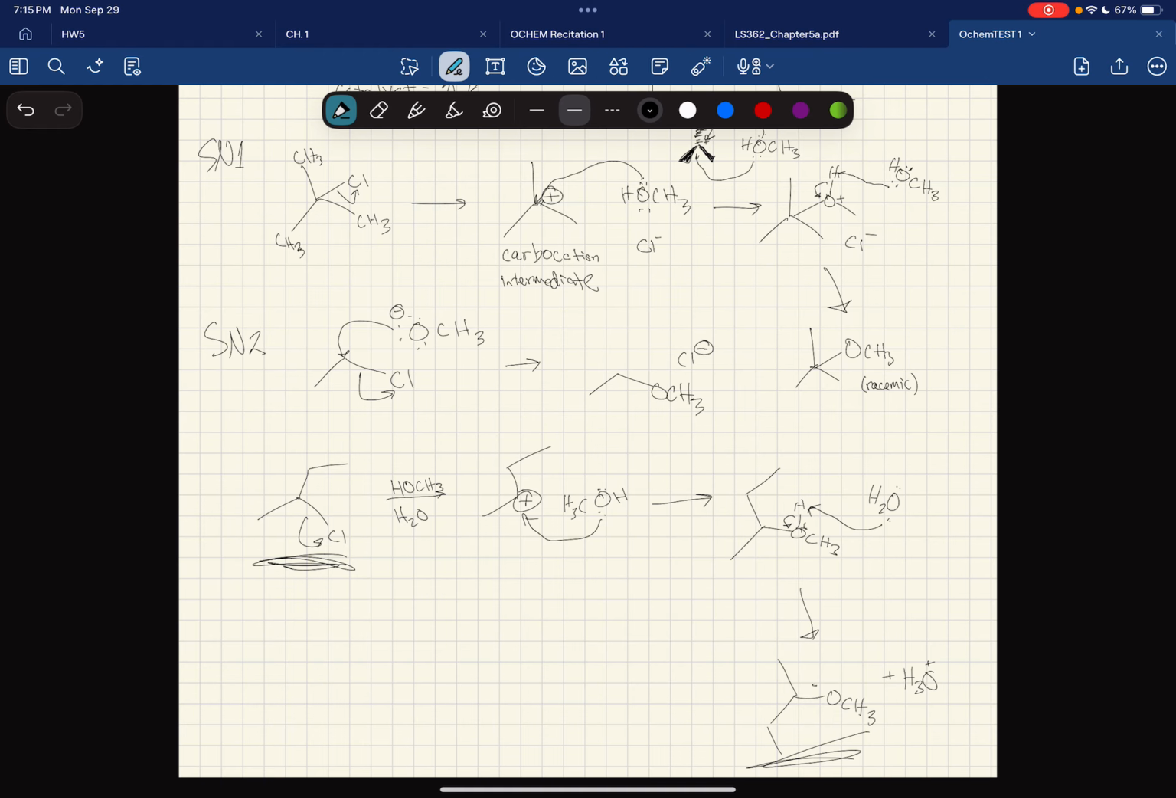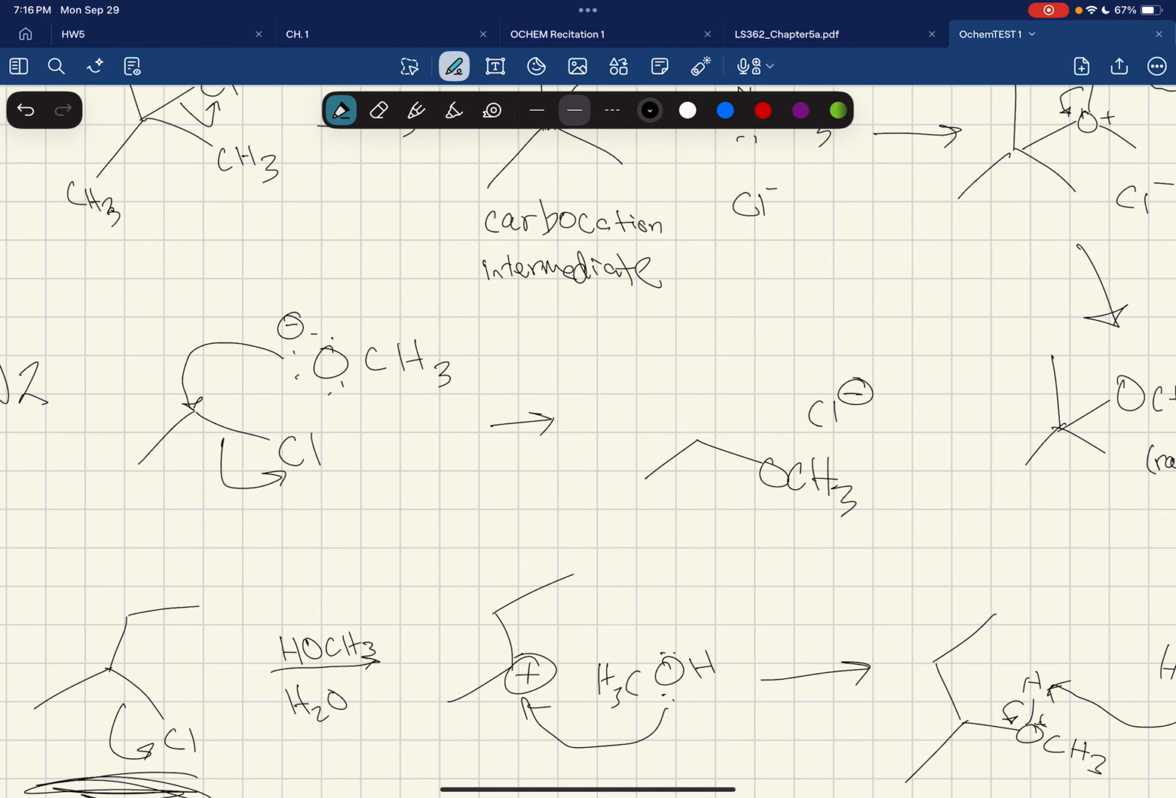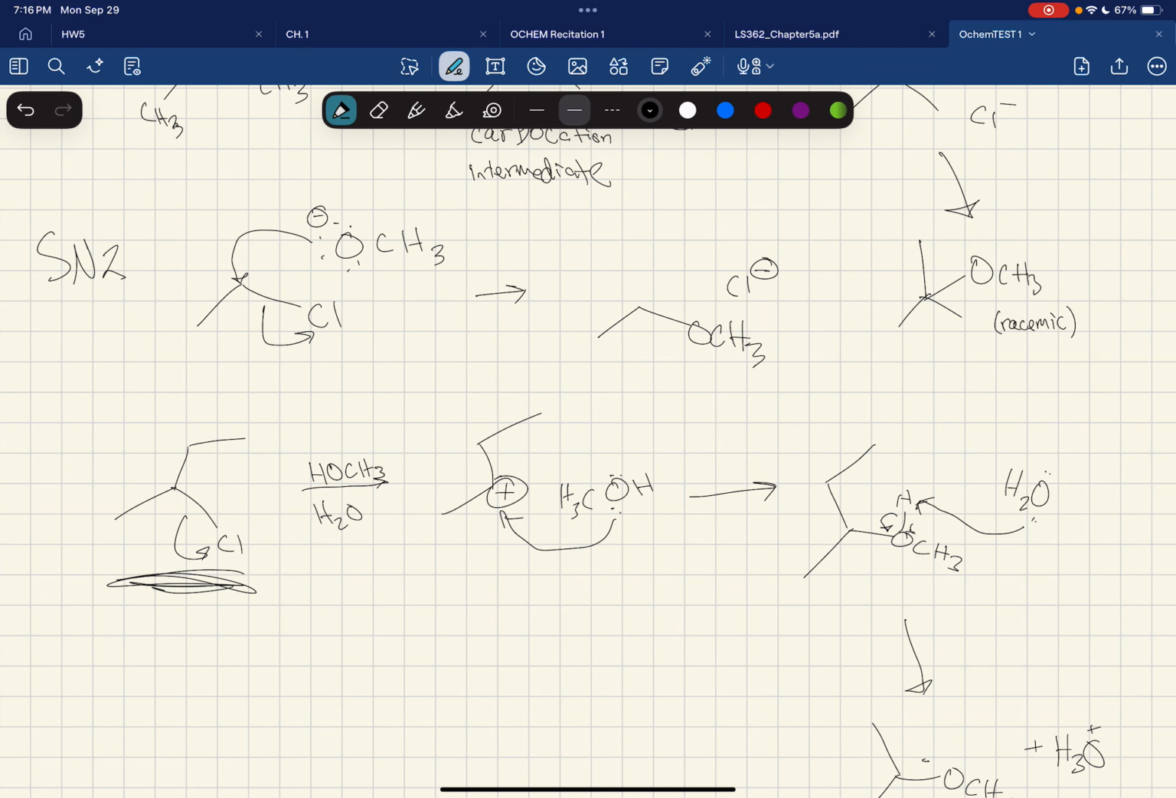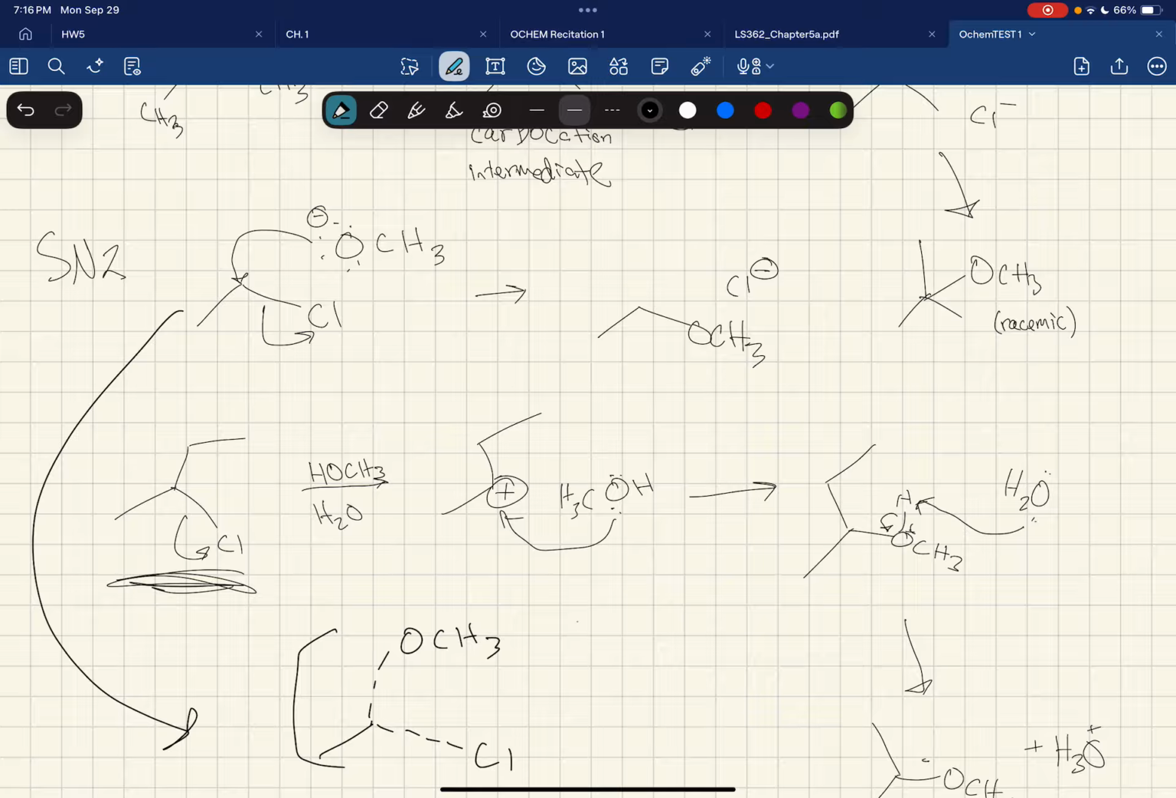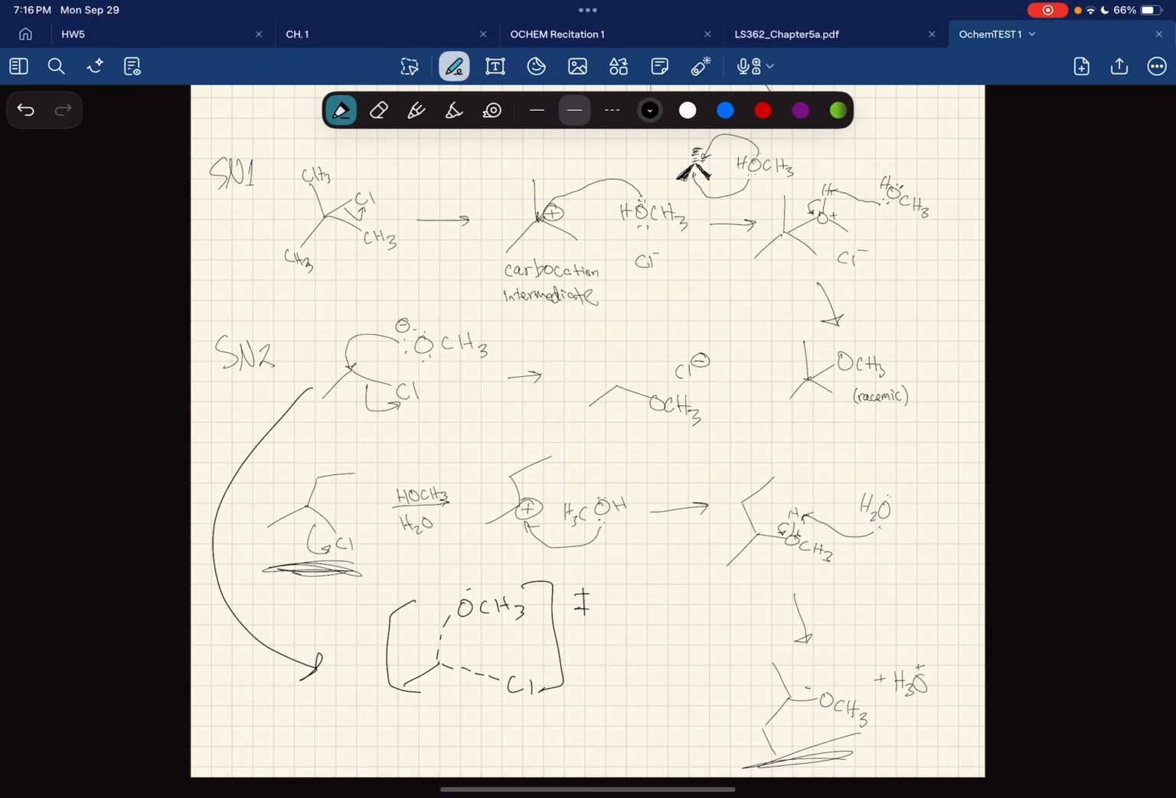And then SN2 is more simple. It's just that one step, and the transition state will always be, I'll draw it for this one specifically, the transition state for that will be just chlorine breaking at the same time as that OCH3 forming that bond. All right. Is there anything else I need to go over?